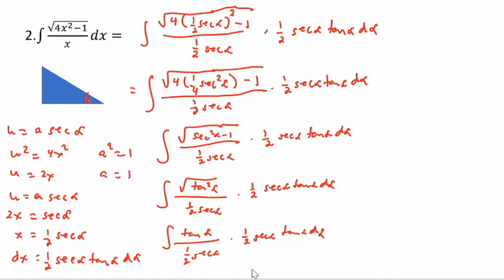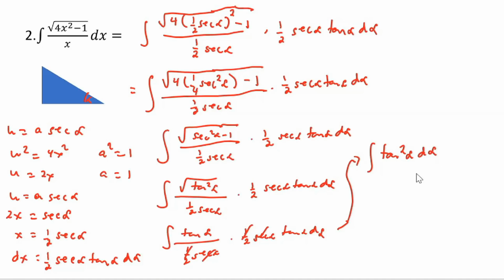Now let's try to simplify further. So 1/2 divided by 1/2 is 1. Secant alpha divided by secant alpha is also 1. So therefore this can be cancelled. And the remaining terms now we have tangent alpha times tangent alpha d alpha. So I will just write it here from there. So we have the integral now of tangent squared alpha d alpha.